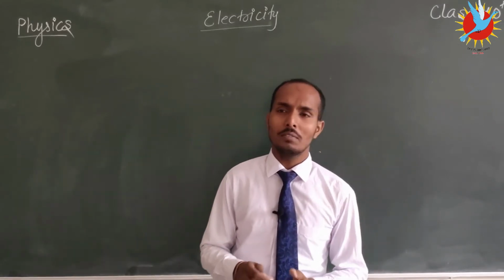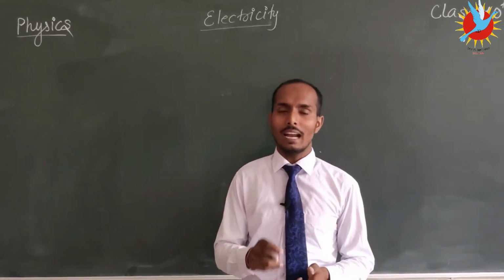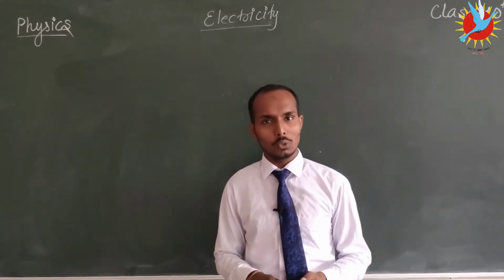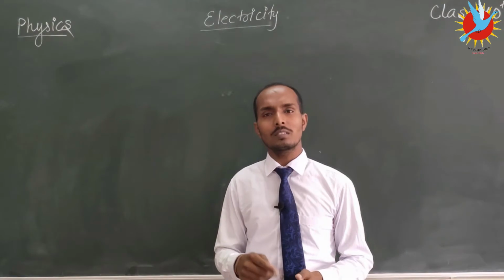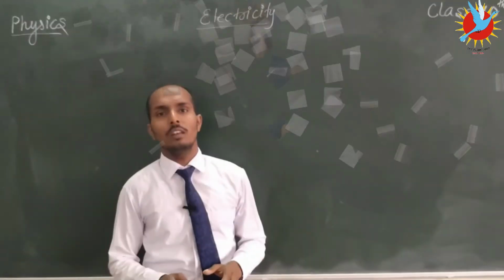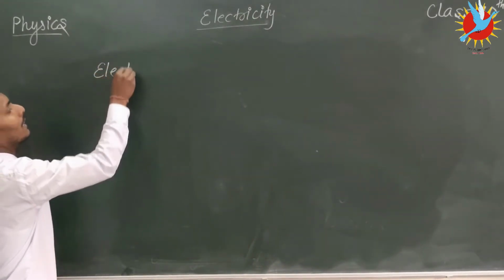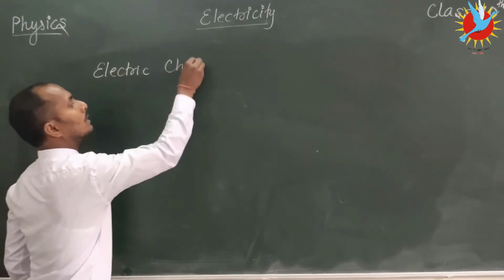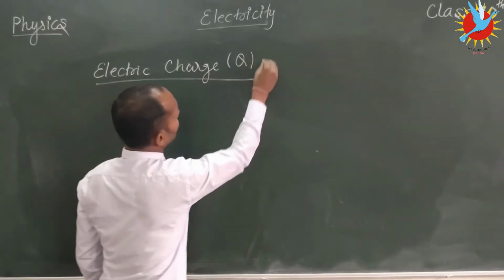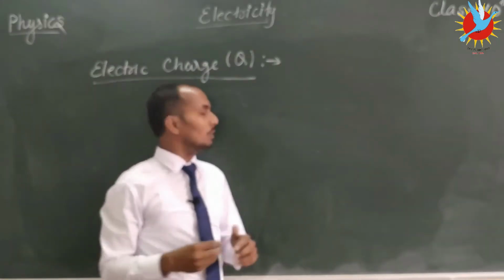In this chapter, we study the term electric charge and its property. Then we study the term electric current and its unit, and then we solve some numericals based on electric current. First of all, we study the term electric charge. The symbol of electric charge is Q. Now let's try to understand these terms.